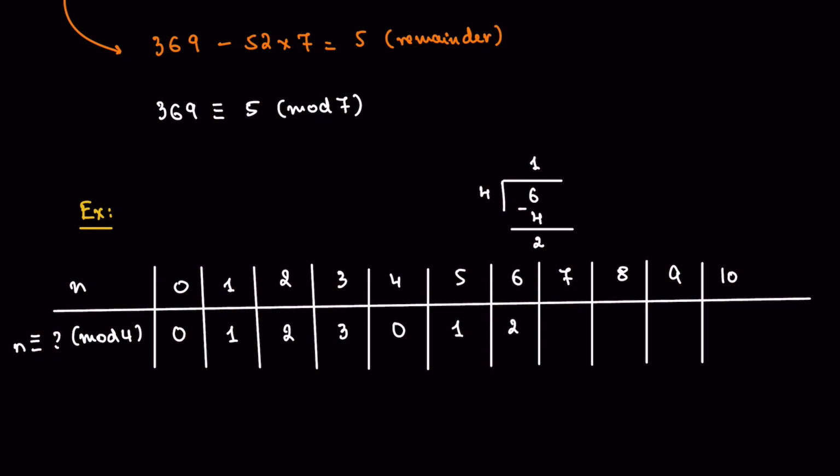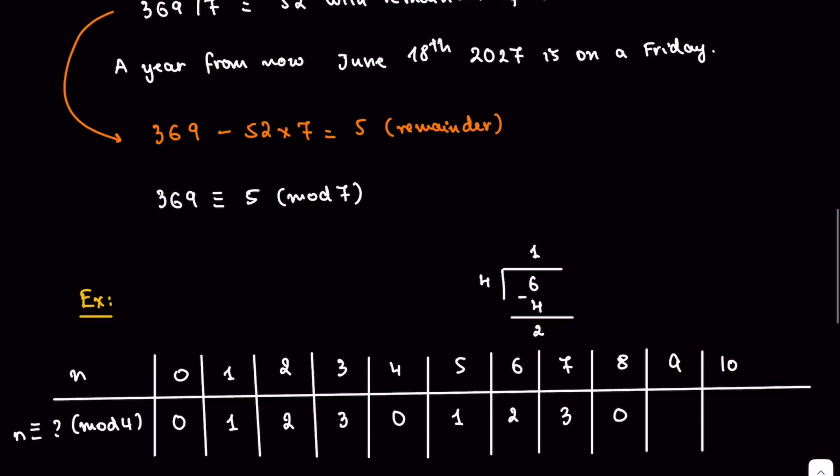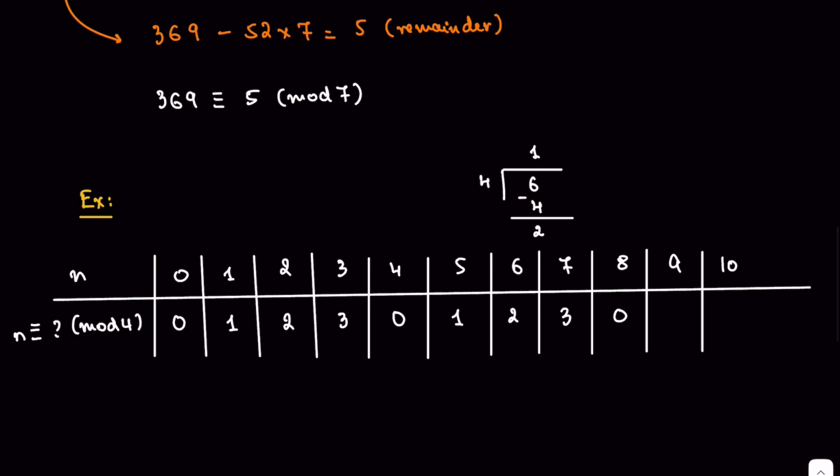Now for 7 divided by 4, you get 1 for the integer quotient, and the remainder is going to be 3. 8 divided by 4, you get 2. There's no remainder, or the remainder is 0. 9 divided by 4, you get 2 for the integer quotient, and the remainder is equal to 1. Next, 10 divided by 4. So 10 divided by 4 gives you 2 for the integer quotient, and the remainder is going to be 2.